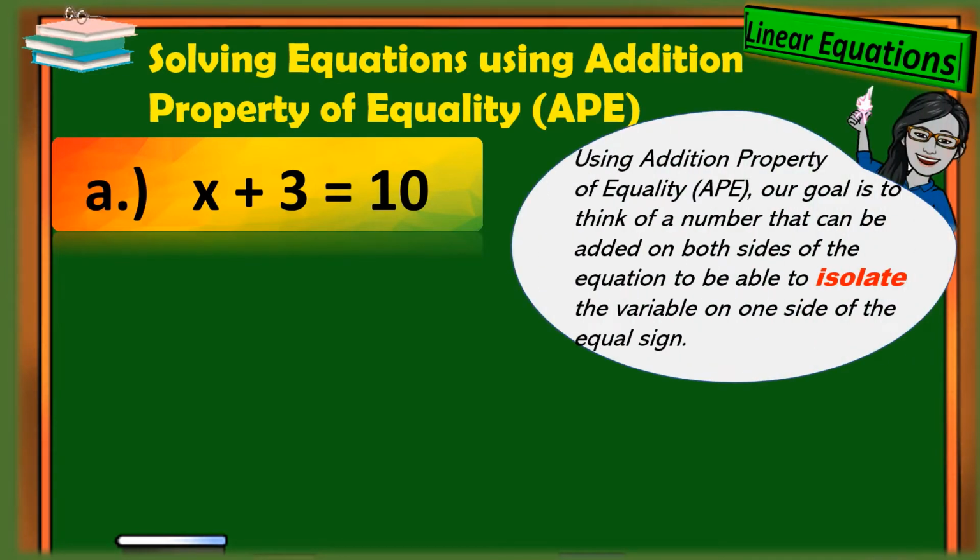So using the addition property of equality or APE, our goal is to think of a number that can be added on both sides of the equation to be able to isolate the variable on one side of the equal sign. Ang goal daw natin is to isolate, ihiwalay. Dapat makuha lang natin si x, so tatanggalin natin yung katabi ni x. Kung napanood nyo yung video ng The Story of X and 1, ayaw niyang may katabi si x, di ba? So anong tatanggalin natin? Ito dapat ang matanggal. So, using the addition property, paano kaya? So, let's see.